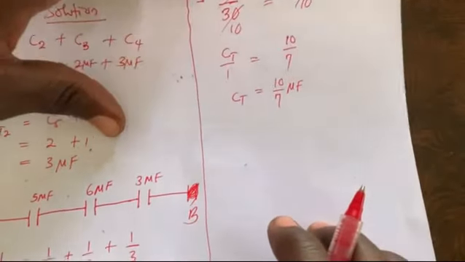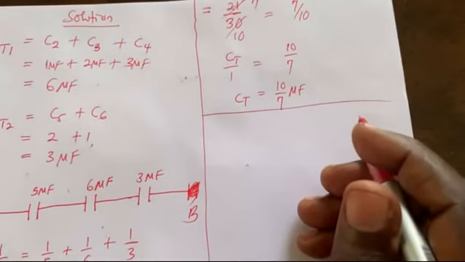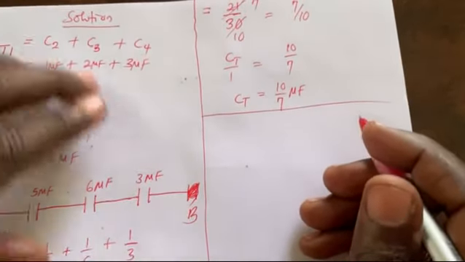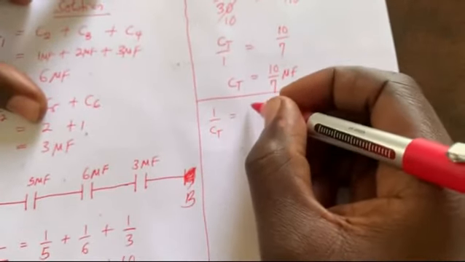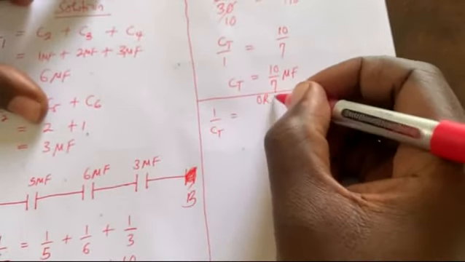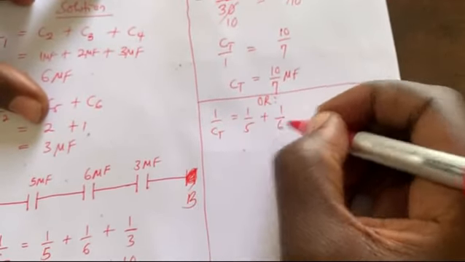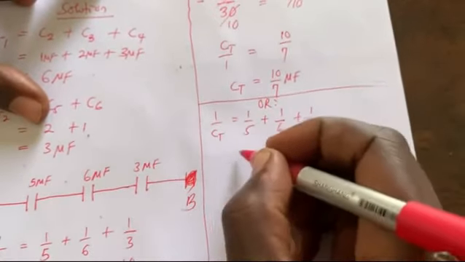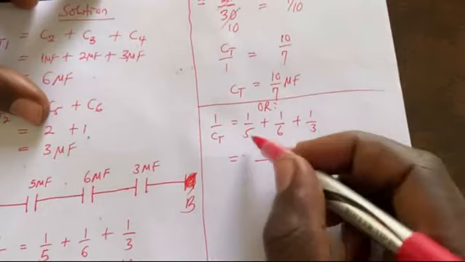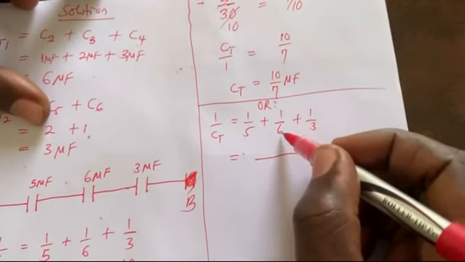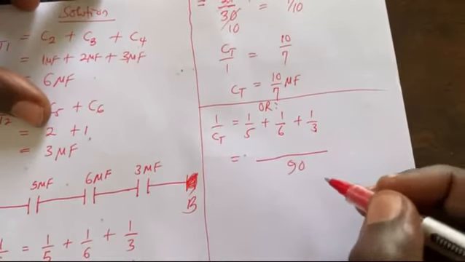Okay, for those of you who have problems with obtaining LCM, you can solve it this way. Look at it. You can say 1 upon C sub t equals 1 upon 5 plus 1 upon 6 plus 1 upon 3. And this is equal to, what do you do? You multiply the denominators, all of them. 5 times 6 will be 30. 30 times 3 will be 90.